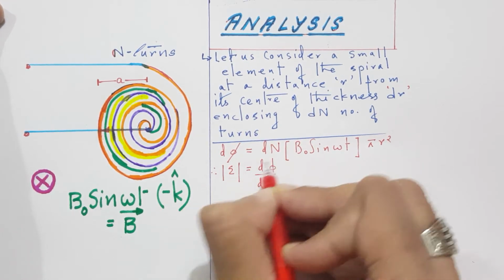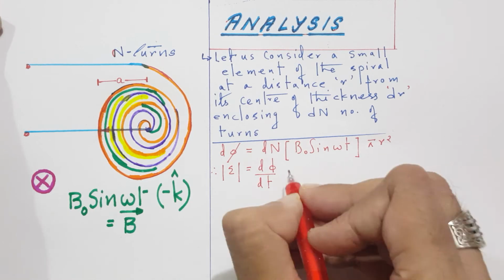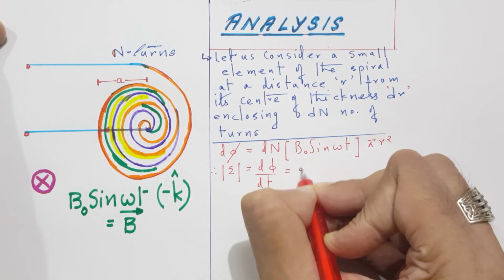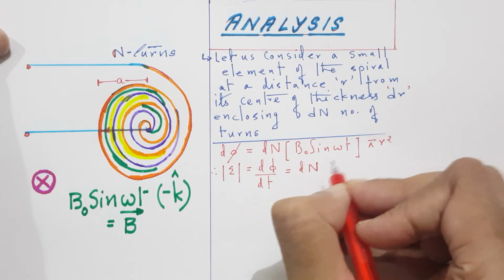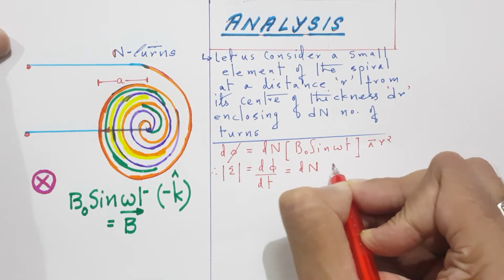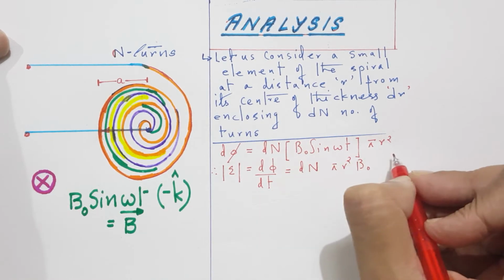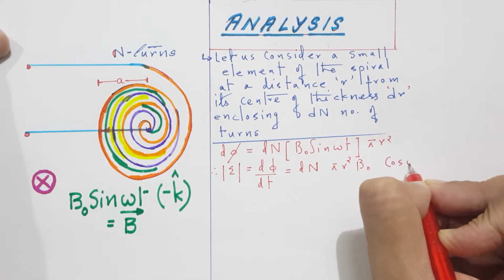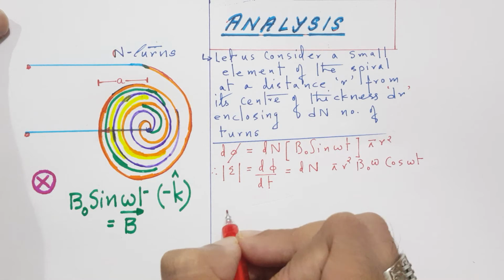Okay, so you may neglect that negative sign which Mr. Lenz brought in. So if you do d phi by dt, dn is some constant at least with respect to time, then you will get pi r squared B0, and if you differentiate sin omega t, you will get cos omega t, and there will be omega. Now what is this dn? How can we find out dn?